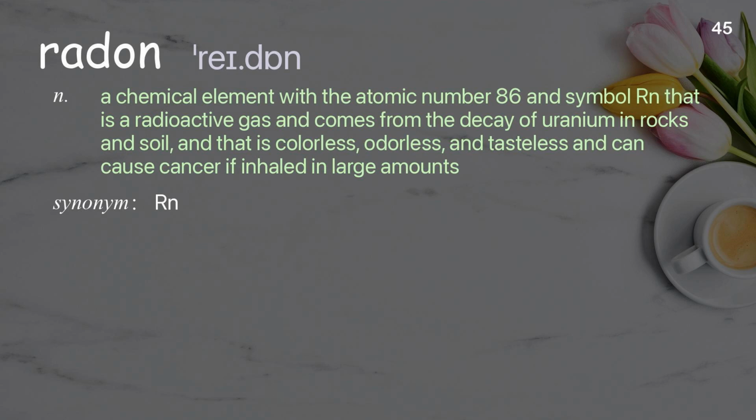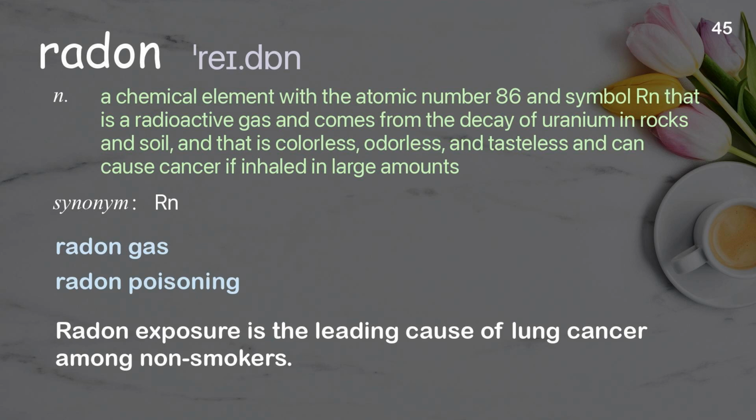Radon. A chemical element with the atomic number 86 and symbol Rn that is a radioactive gas and comes from the decay of uranium in rocks and soil, and that is colorless, odorless, and tasteless and can cause cancer if inhaled in large amounts. Examples: Radon gas. Radon poisoning. Radon exposure is the leading cause of lung cancer among non-smokers.